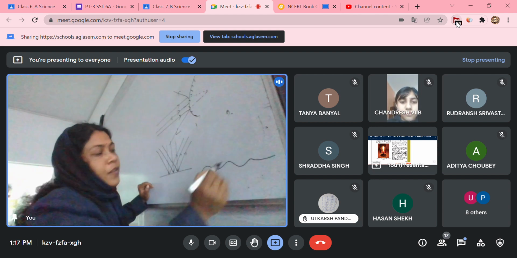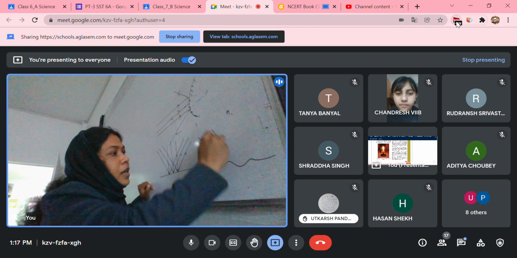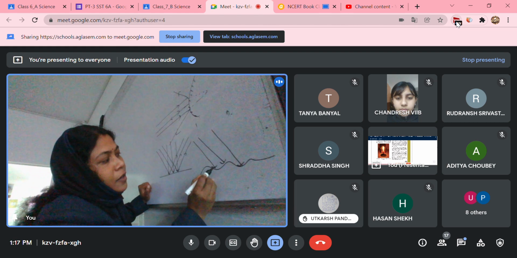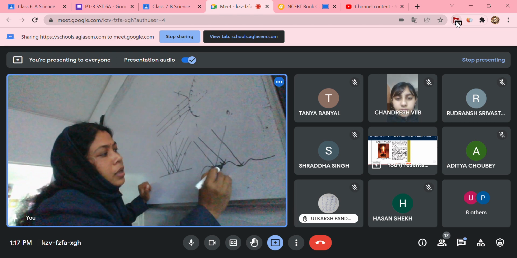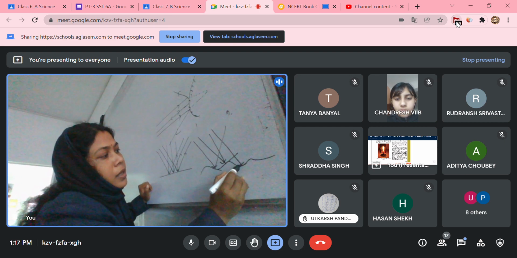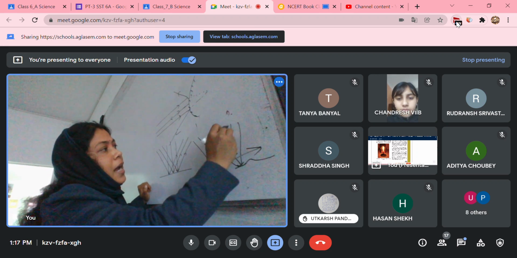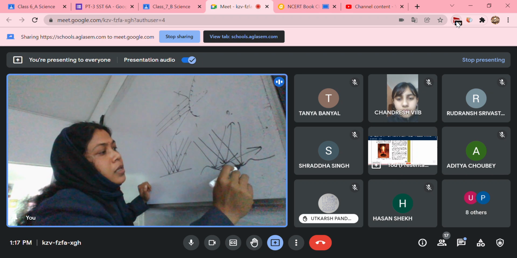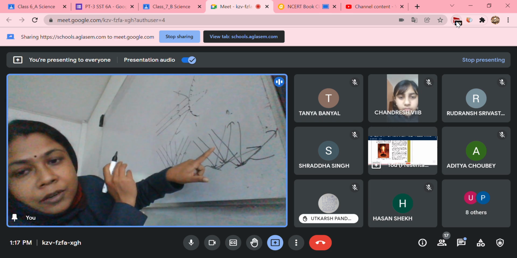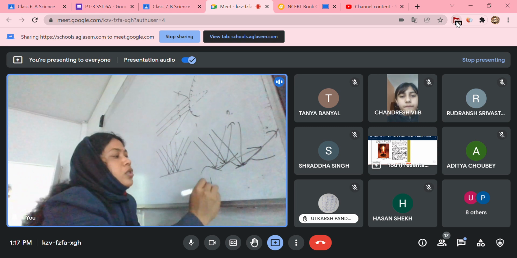But if the surface is undulating, irregular, what will happen? Parallel rays of light will fall, but because the normal in each case will be different, here the normal will be this, and here the normal will be this. So what will happen after reflection? The light will scatter in different directions. Are the reflected rays coming parallelly? No. So this is called diffused reflection.